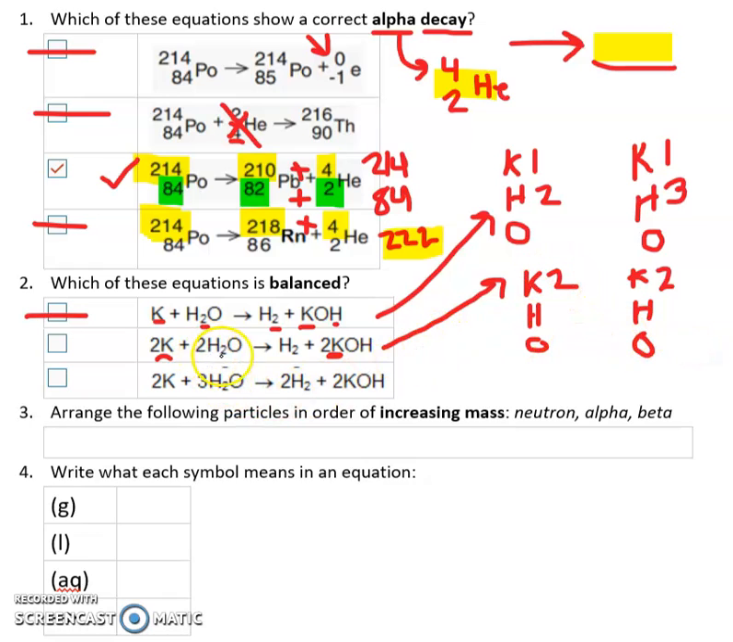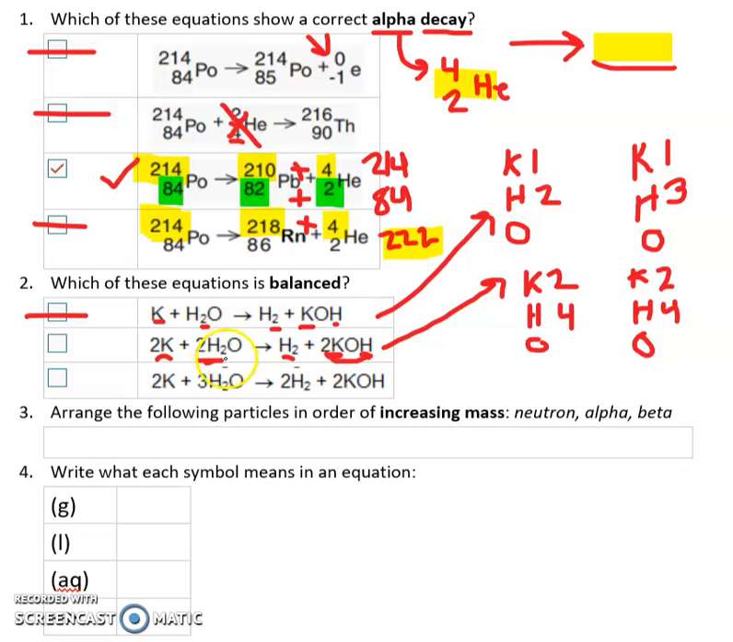Then I have 4 hydrogen atoms. The coefficient multiplies my subscript. So 2 times 2 is 4 hydrogen atoms on my reactant side. And I have 1, 2, and then again, this coefficient multiplies my subscript. So 2 times 1 is 2. So I have 2 plus 2, 4 hydrogen atoms on my product side.